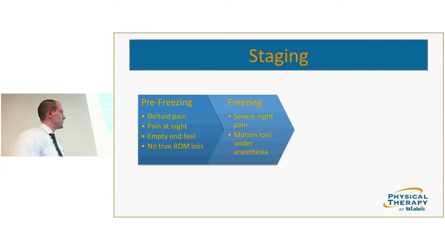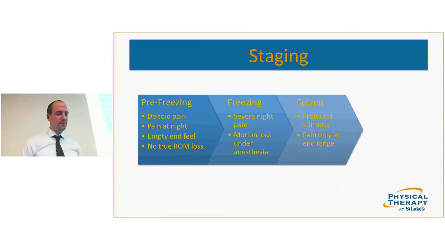Then they'll move into the freezing stage. They still have that pain at night, but if you do examine the shoulder and the capsule under anesthesia, you will see that there is now a motion loss and there's actually some adhesions forming. In the frozen stage, stiffness is going to become much more dominant at this point. They're going to have pain really only at the end range. So that acute pain phase is now kind of subsiding, but now more of the adhesions and the capsular restrictions are now going to set in.